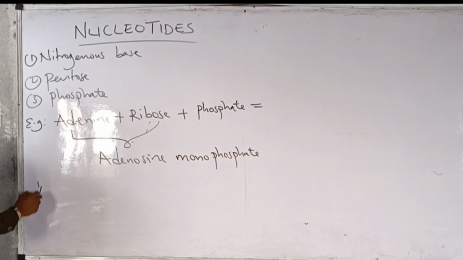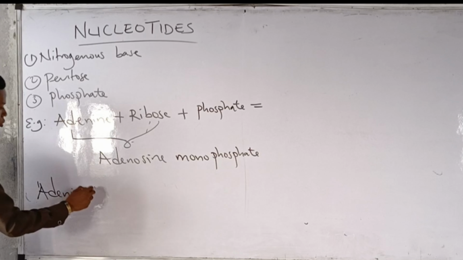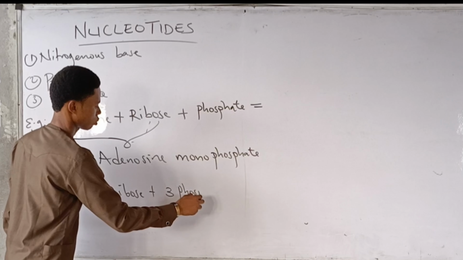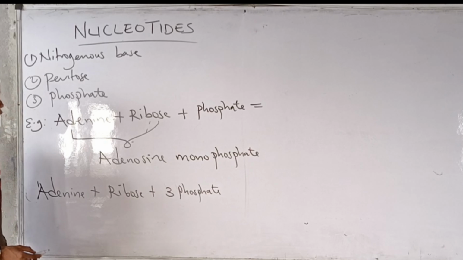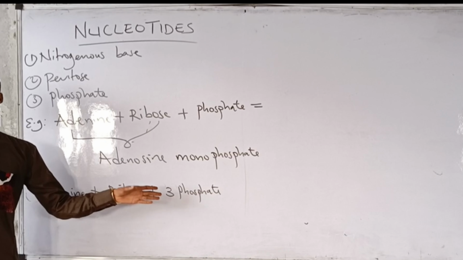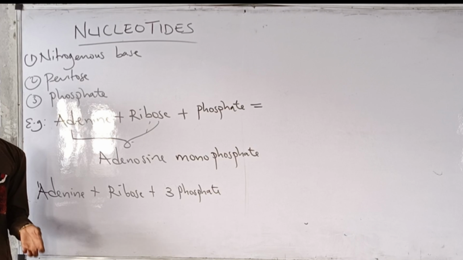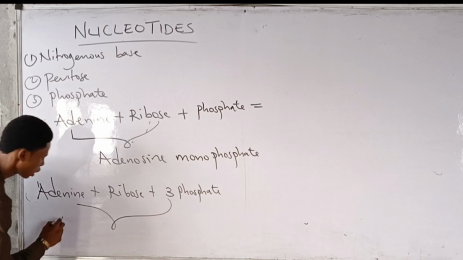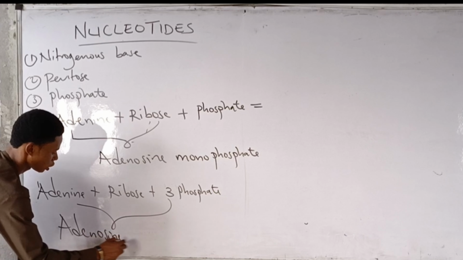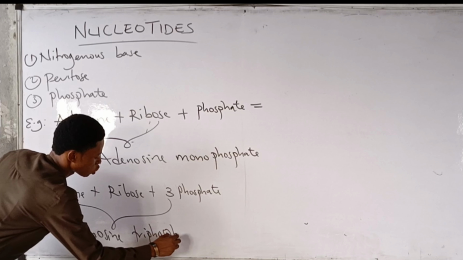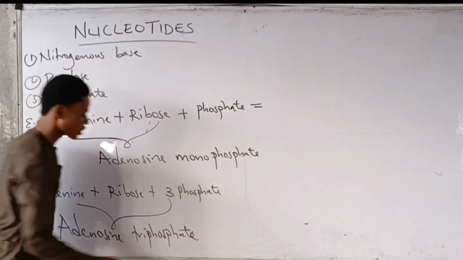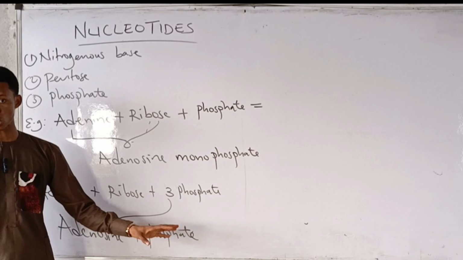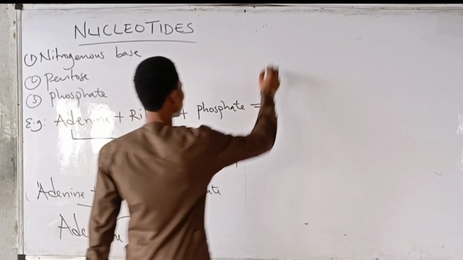If you have another one like this, let's name it together. This has adenine, ribose, and three phosphate groups attached. What will you call that one? Adenosine triphosphate. So this is your ATP. Everything here will give us adenosine triphosphate. ATP is used to be called the energy currency of the cell, adenosine triphosphate. So you should know it contains adenine, ribose, and three phosphate groups. Do you get that?